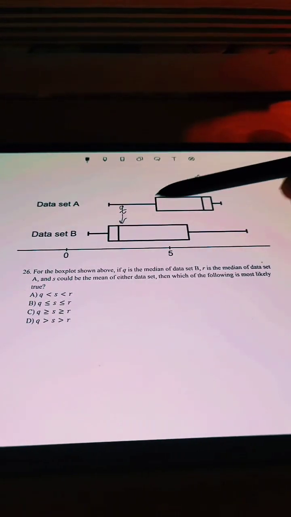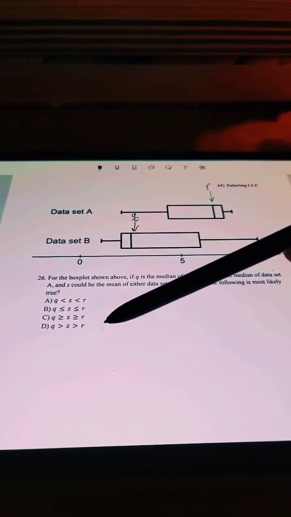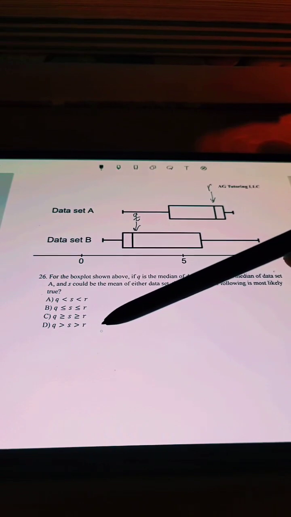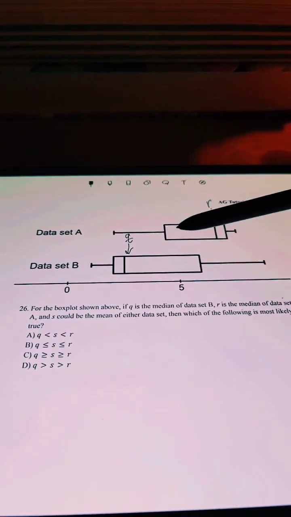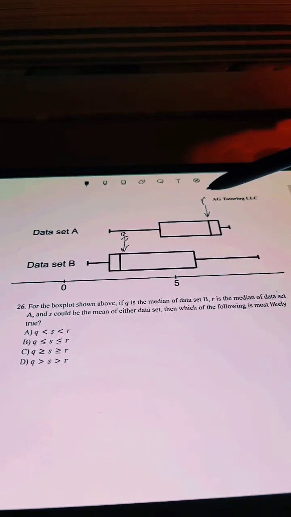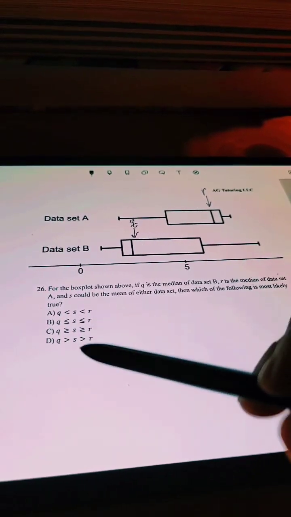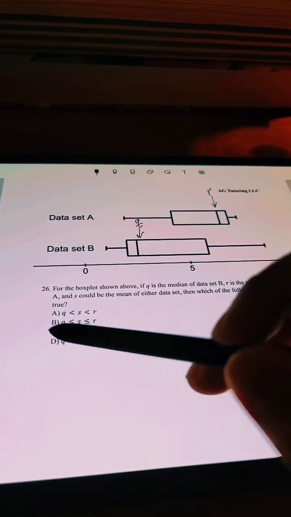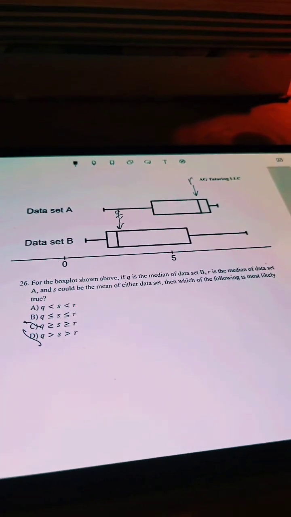Okay, well, let's start by comparing. Actually, it might help us eliminate answers, because it switches it up a little bit. We can eliminate some of the answer choices by just comparing Q and R. So Q has to be less than R. Q is less than R here, Q is less than R here. Q is greater than R there, so that doesn't work. Q is greater than R there, so that doesn't work.